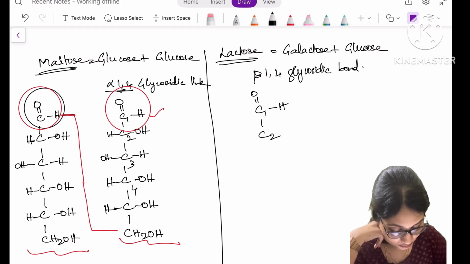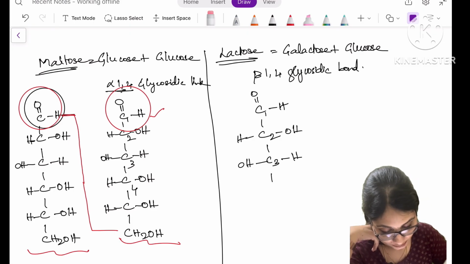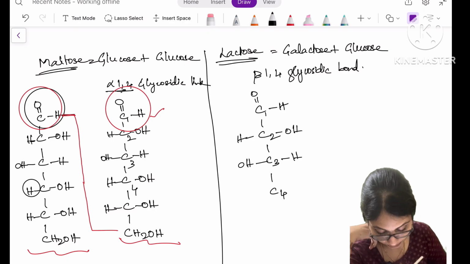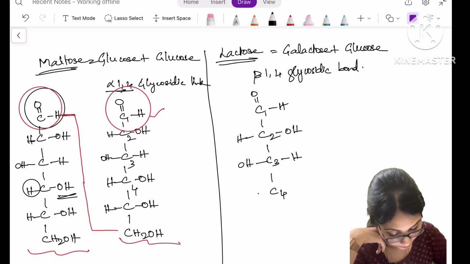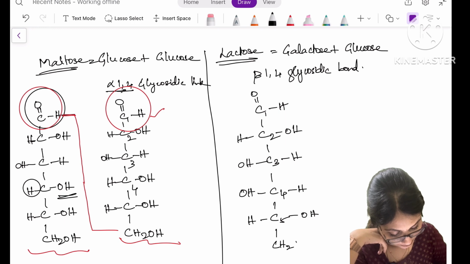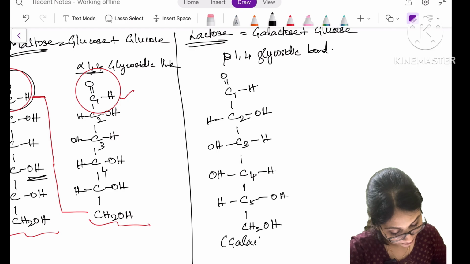So this is C1, C2, CHOH, C3. Here it is OH and H, C4. C4 of glucose had H on the left side and OH on the right side, so this is in reverse. You'll have to draw OH here and H here. And C5 we follow the same thing, which is H here and OH here, and then finally we have CH2OH. So this is nothing but your galactose. Remember, this is not glucose, this is galactose.